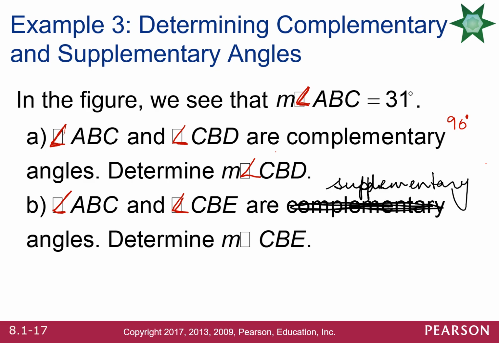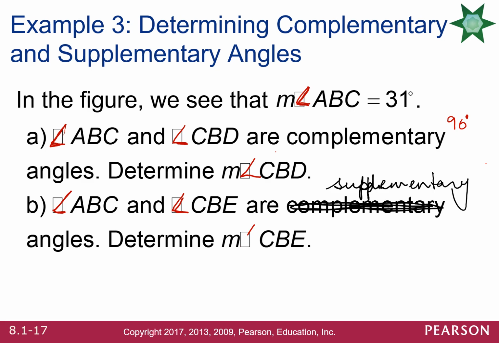Supplementary, and that should have two P's. So supplementary angles. Angle ABC and angle CBE are supplementary angles. Supplementary angles add up to 180 degrees. Determine the measure of angle CBE.